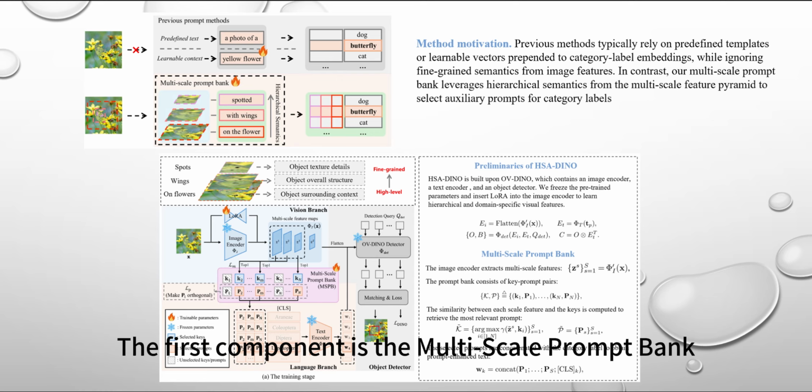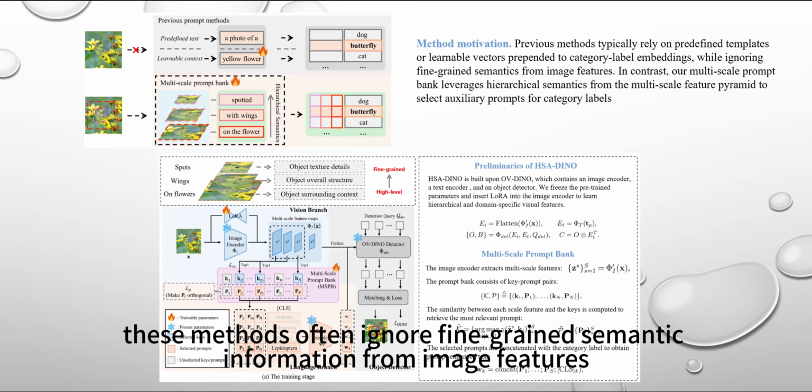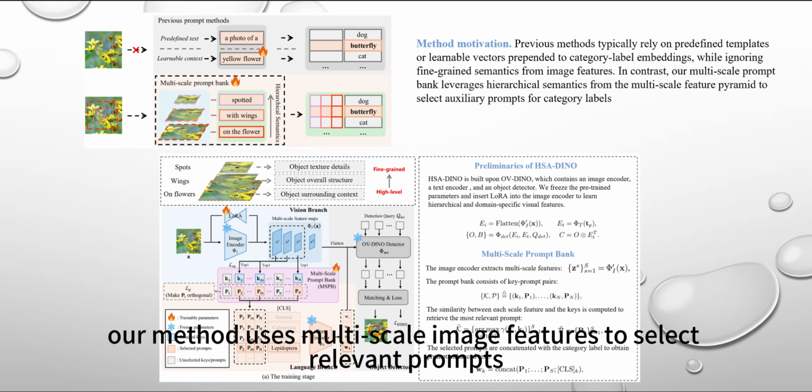The first component is a multi-scale prompt bank. Previous methods usually rely on predefined templates or learnable prompt vectors placed before category label embeddings. However, this method often ignores fine-grained semantic information from image features. In contrast, our method uses multi-scale image features to select relevant prompts.